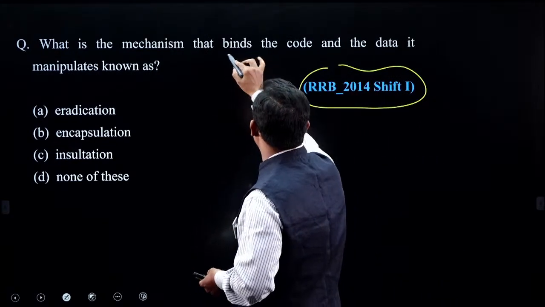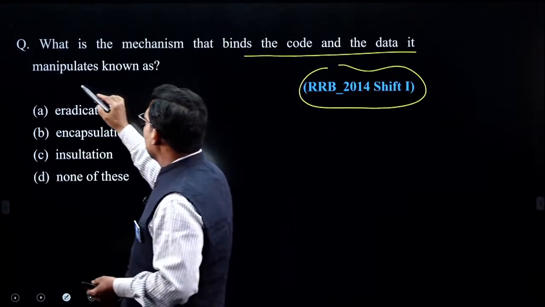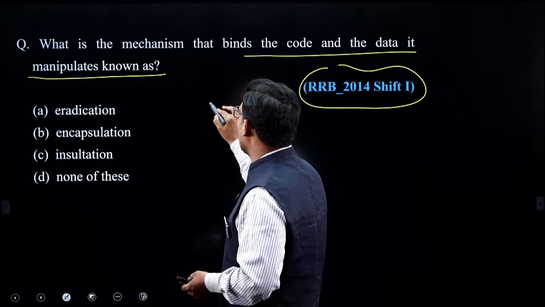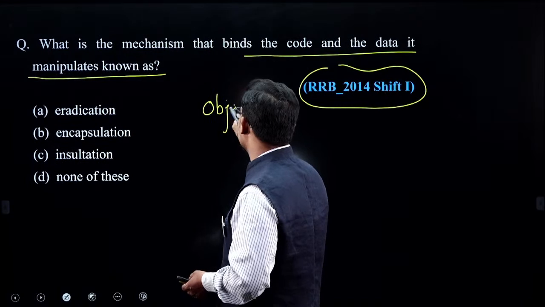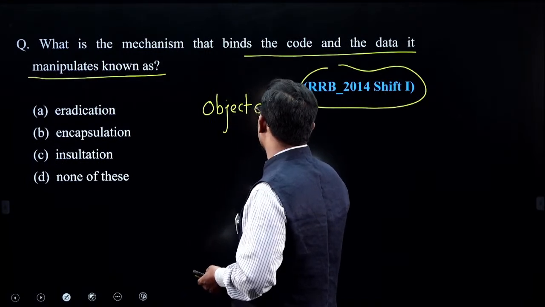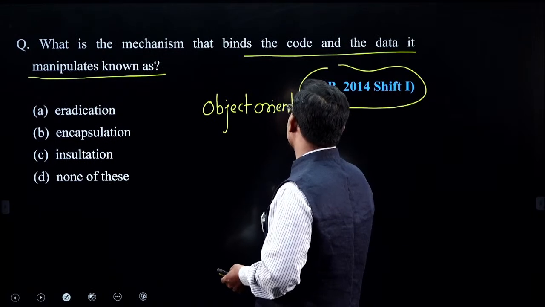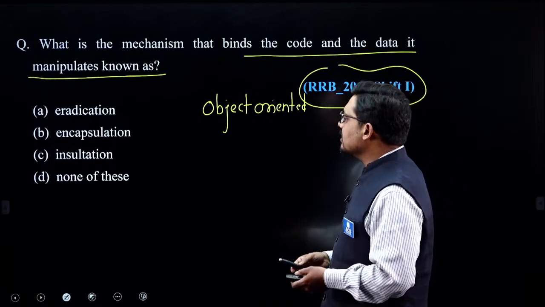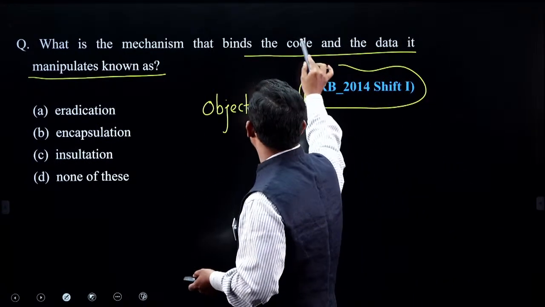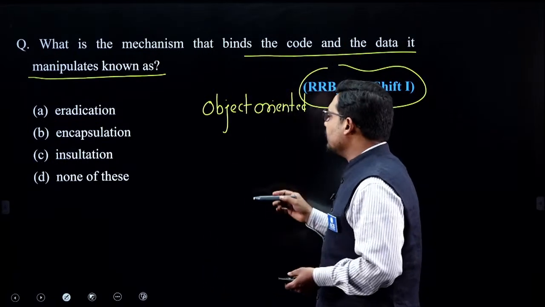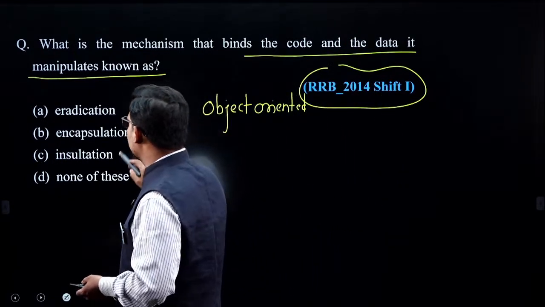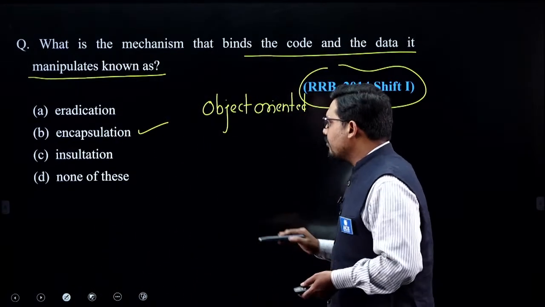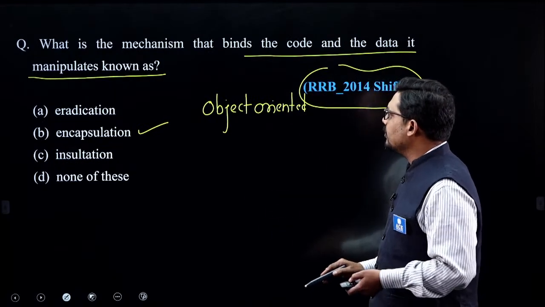What is the mechanism that binds the code and the data it manipulates, known as? This concept is taken from object oriented programming. It says the mechanism binds the code and the data, as well as the member function. The options are eradication, encapsulation, insulation, and none of these. The answer here is encapsulation, and this question is taken from object oriented programming.